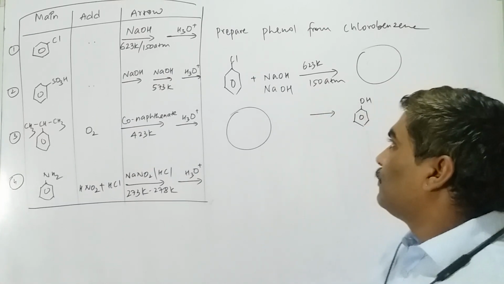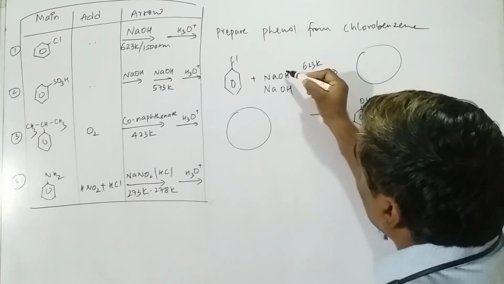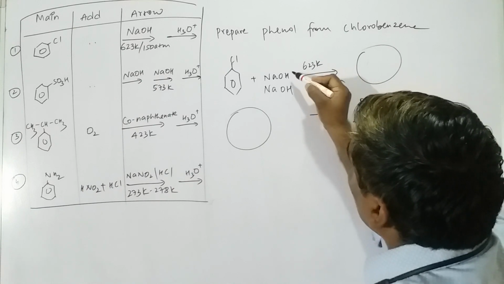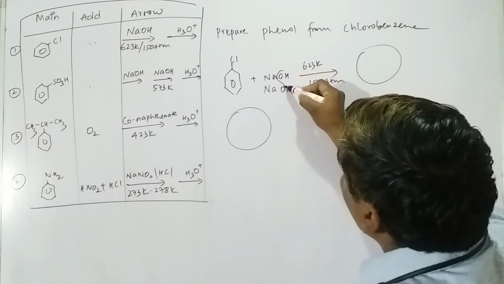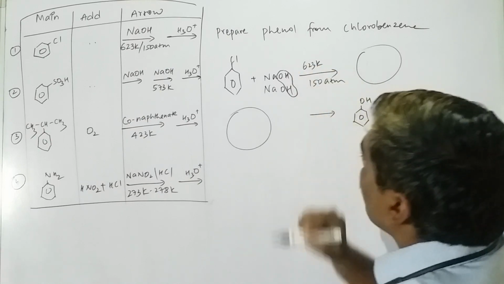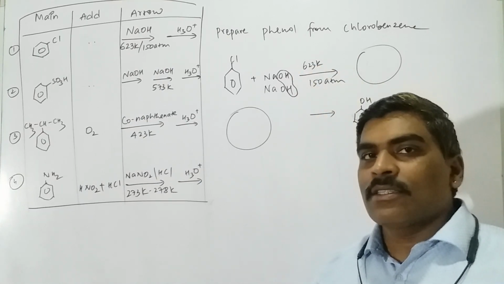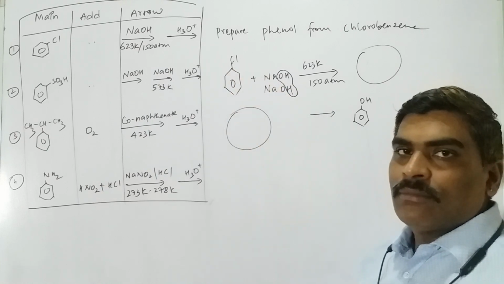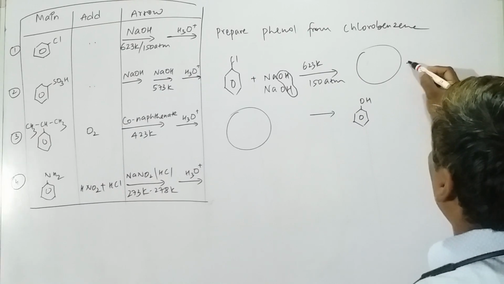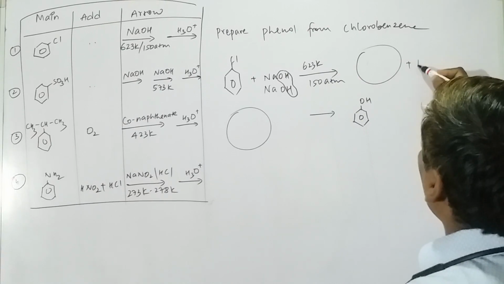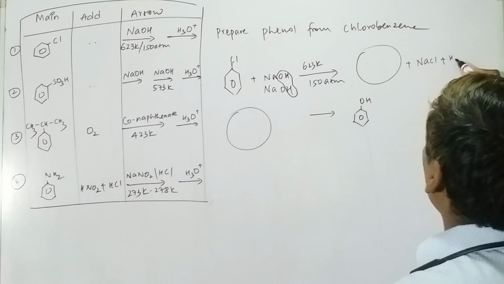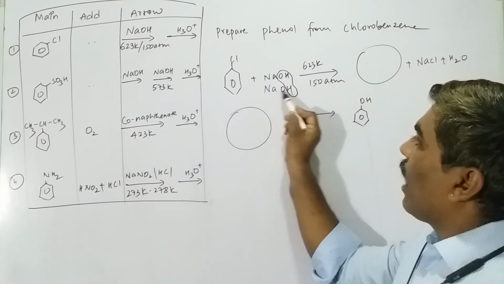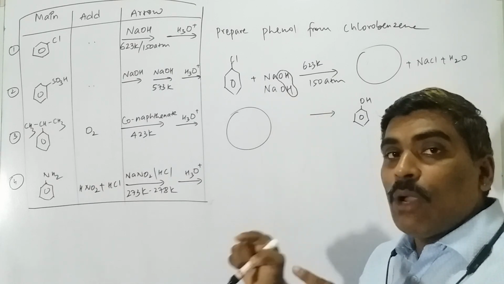Now what happens? If you see this, a water molecule is given out. I'll show you that water molecule. Yes, the water molecule comes out, and this NaCl. After removal of NaCl and water, what is remaining? Remaining is this ONa.